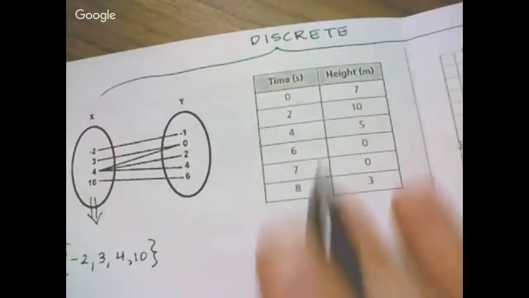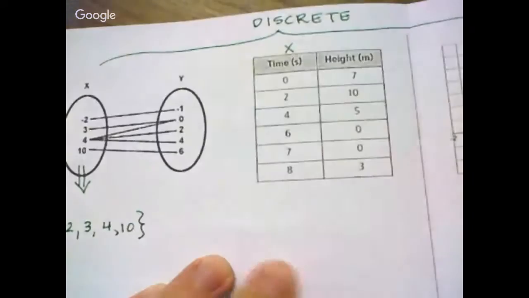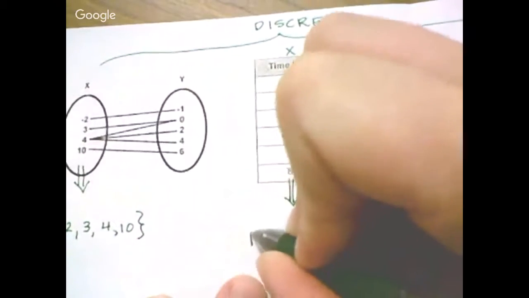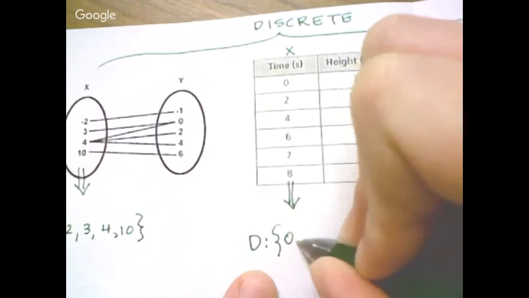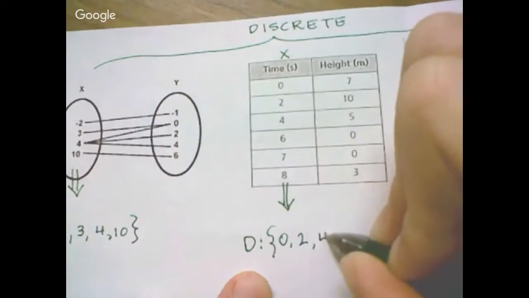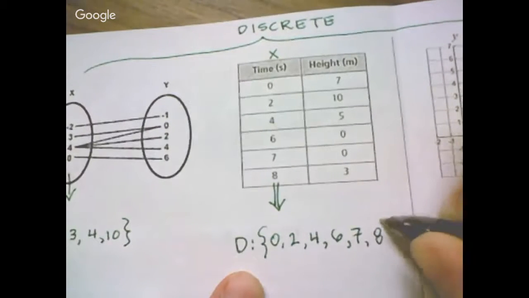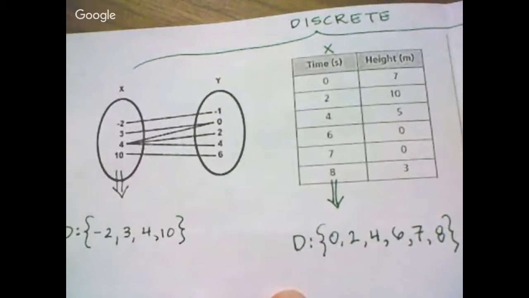Same kind of idea when I have a T-chart. I'm looking at my x column, and I'm going to do the same thing. I'm just simply listing them. So my domain includes the list 0, 2, 4, 6, 7, and 8. So either of these two representations are very simple to write our domain from because it's just listed there for us.